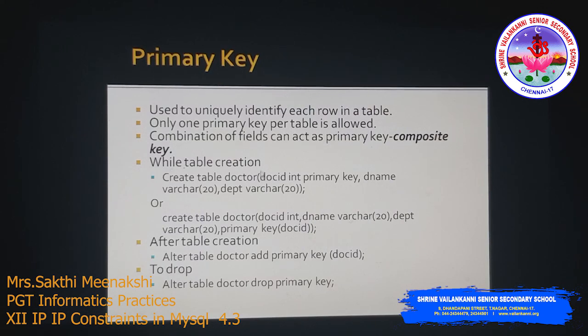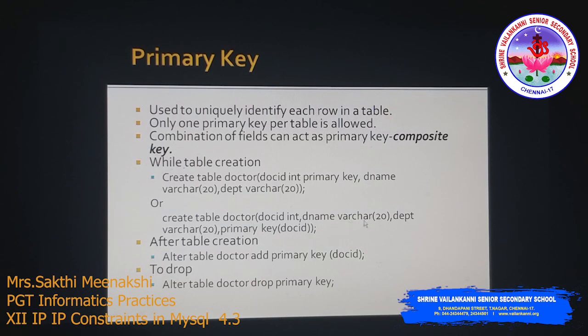So you cannot use this way because in a table we can have only one primary key. You cannot use two primary keys while creating the table. If you want to combine doc ID and doc name, you cannot use doc name varchar 20 and then primary key, because that table can have only one primary key. So what we have to do, we have to go for this way.